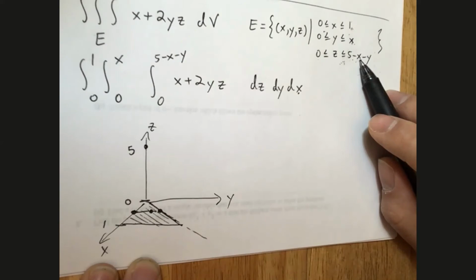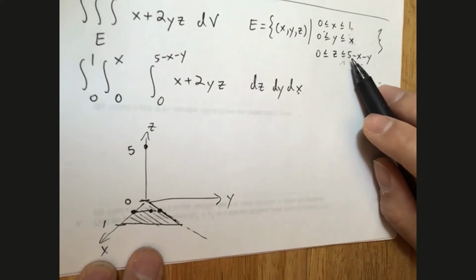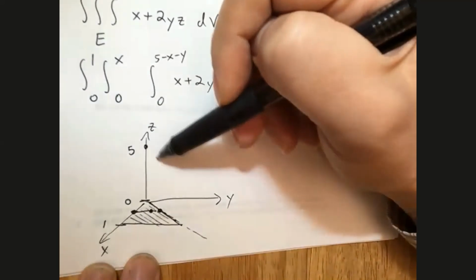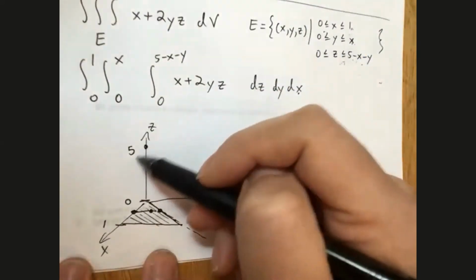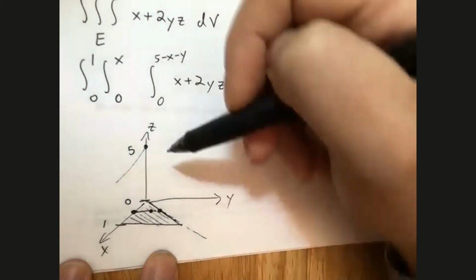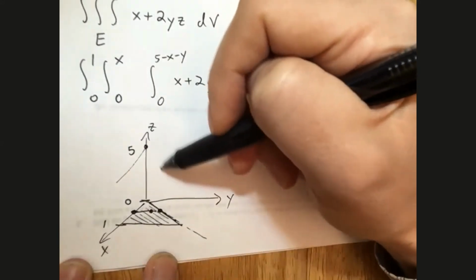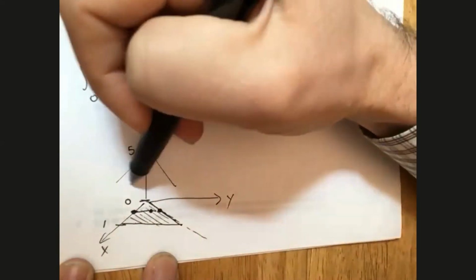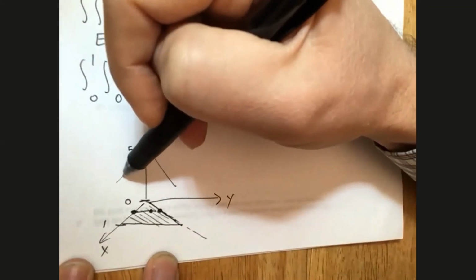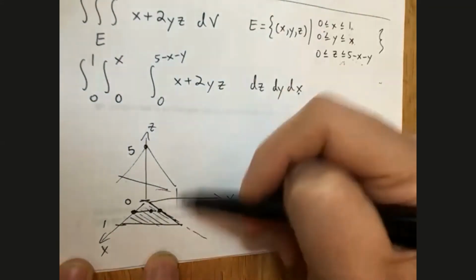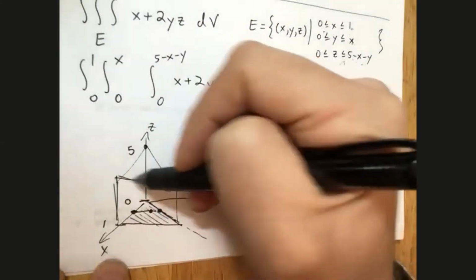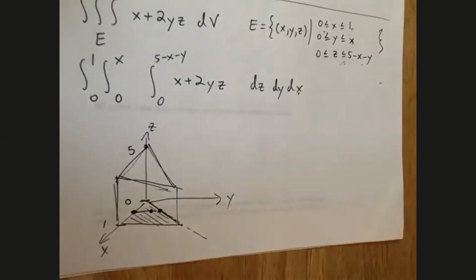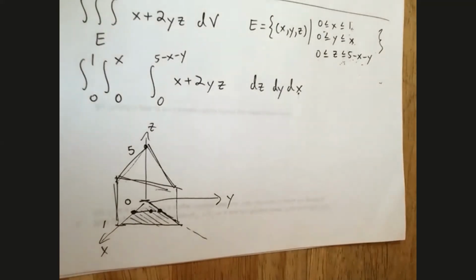Yeah, when x is 0, it's the line 5 minus y. So the plane, I don't know how easy that's going to be to sketch. So let me just say it's some kind of flat surface up here because it's a plane. So my volume is probably going to look something like this. I may have it angled in the wrong direction, but this is the rough idea.